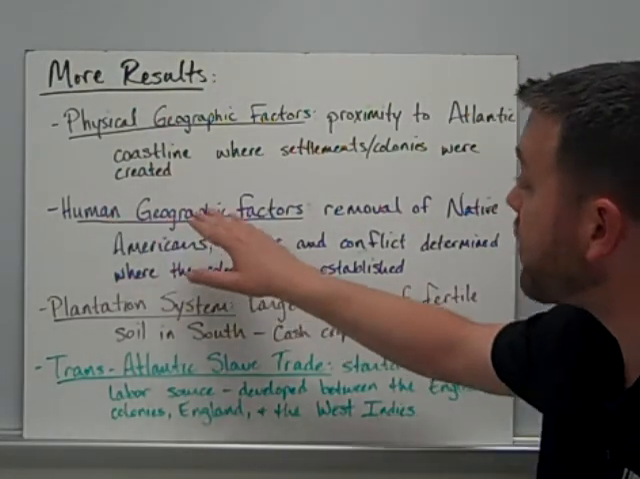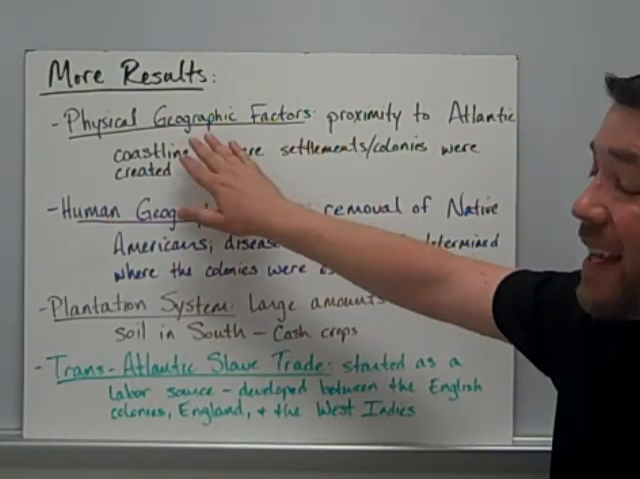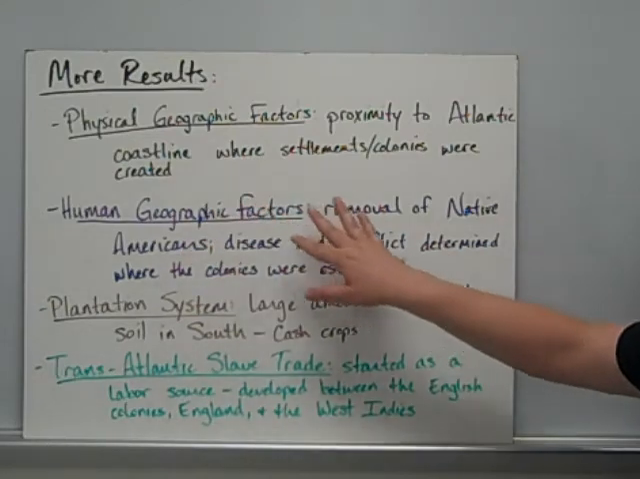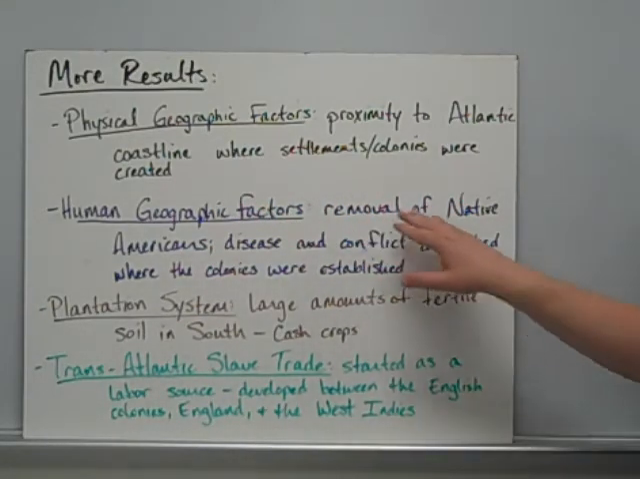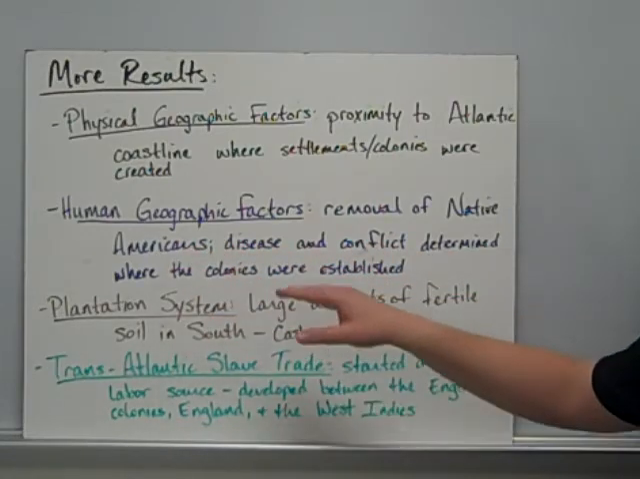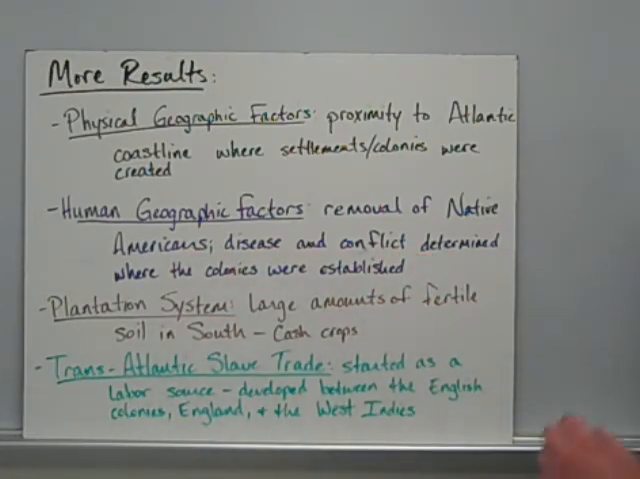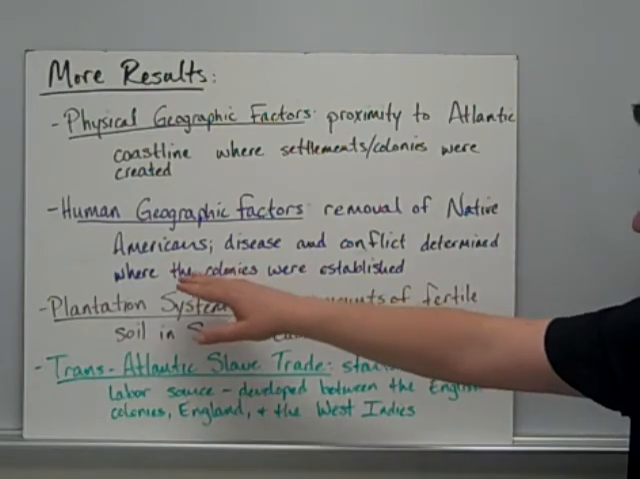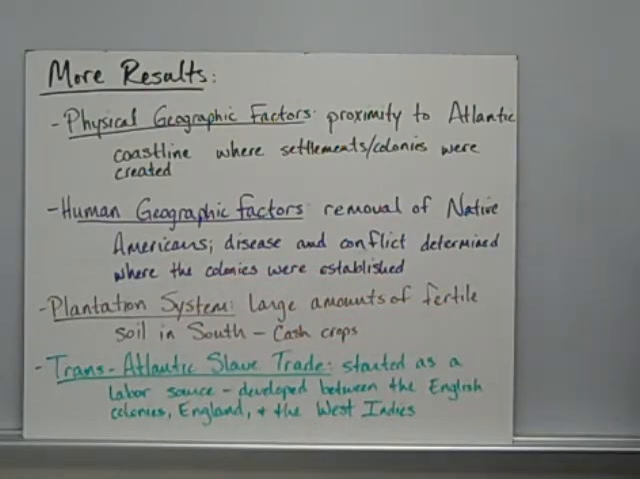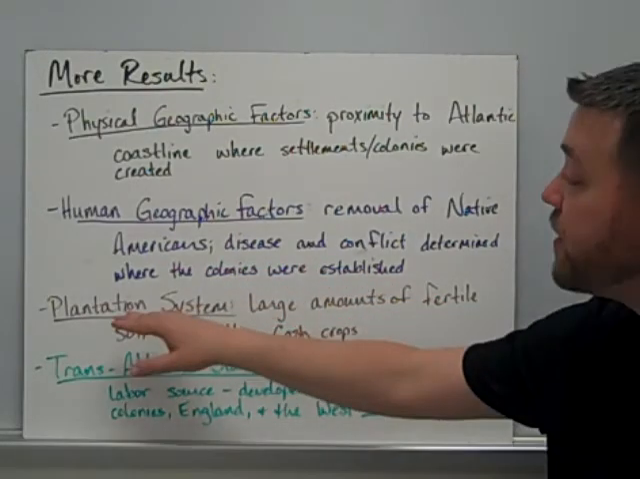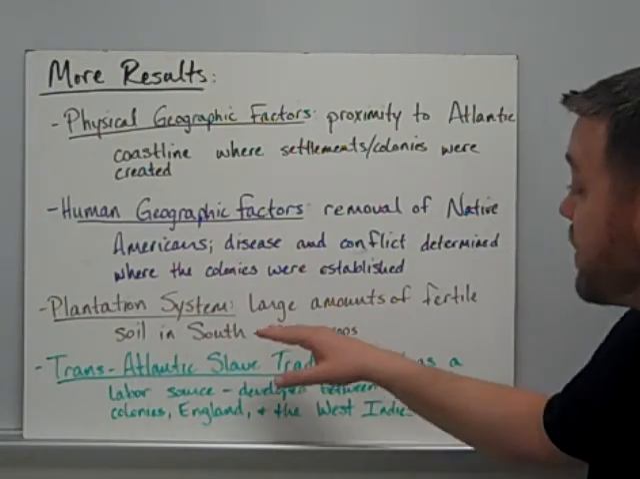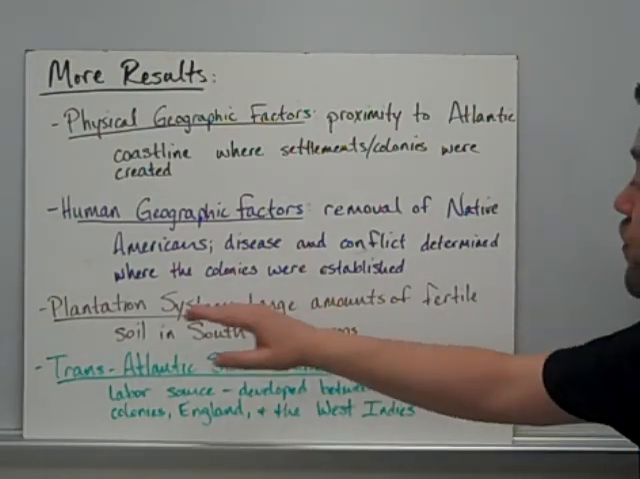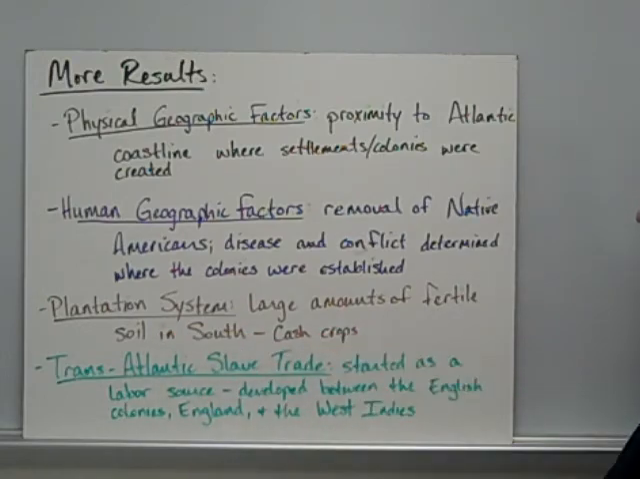The human geographic factors are when they get to that place, they have to do something with the people that are already there. So the removal of Native Americans through disease and conflict really determined where the colonies were established. And then we set up a plantation system. The plantation system was used on large amounts of fertile soil in the South for those cash crops.